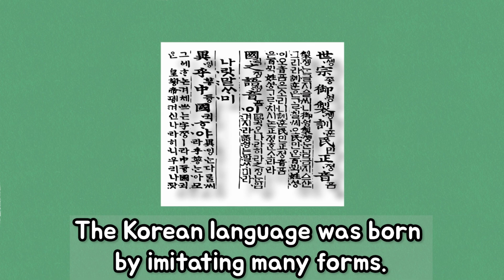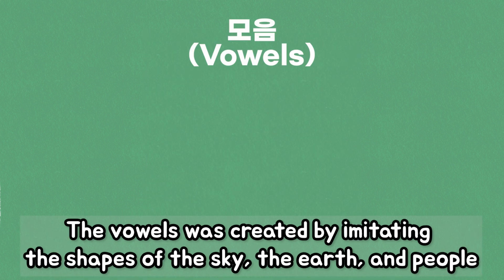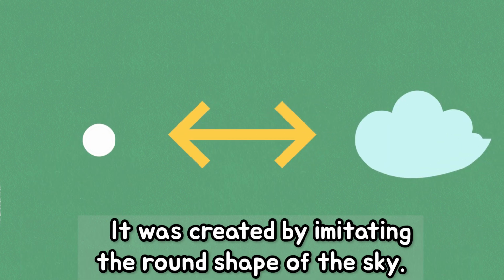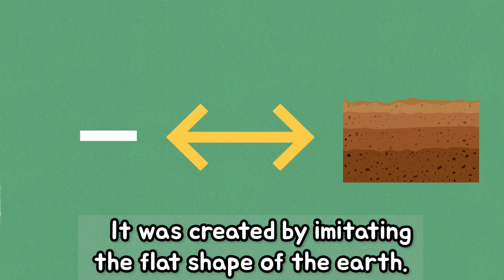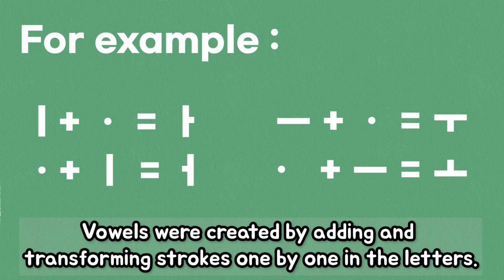The Korean language was born by imitating many forms. The vowels were created by imitating the shapes of the sky, the earth, and people. One was created by imitating the round shape of the sky. One was created by imitating the flat shape of the earth. One was created by imitating the figure of a person standing. For example, like this. Vowels were created by adding and transforming strokes one by one in the letters.